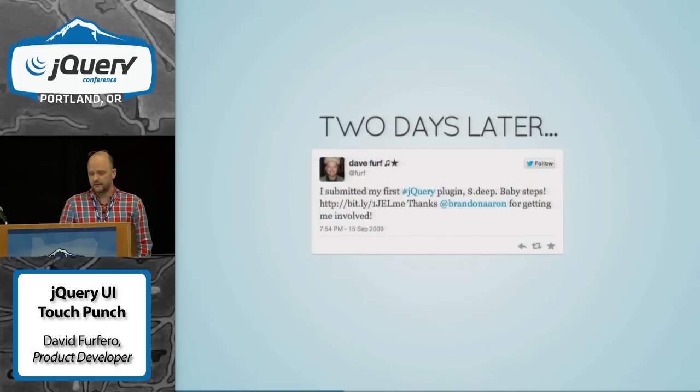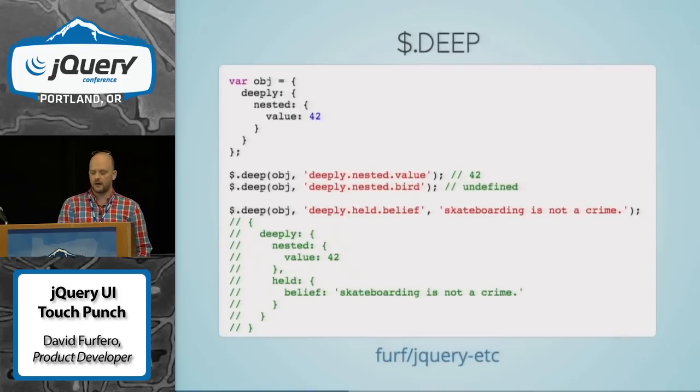But then two days later, I submitted my first jQuery plugin. It was called Deep. It was for getting and setting deeply nested properties without having to do something like object.deeply and object.deeply.nested and object.deeply.nested.value in order to prevent breakage when you hit an undefined along the way.